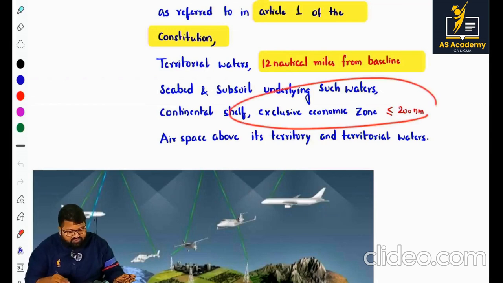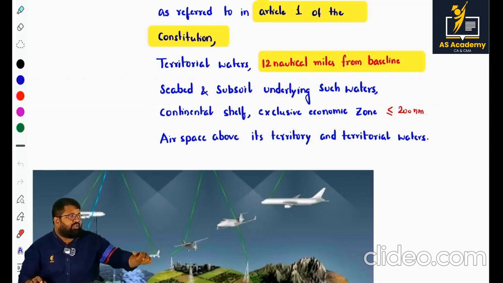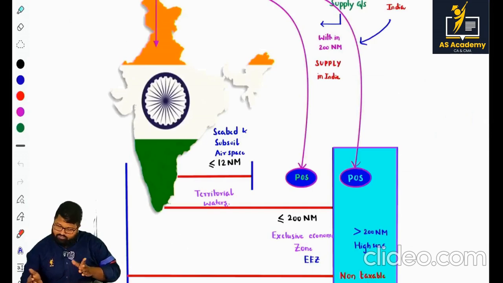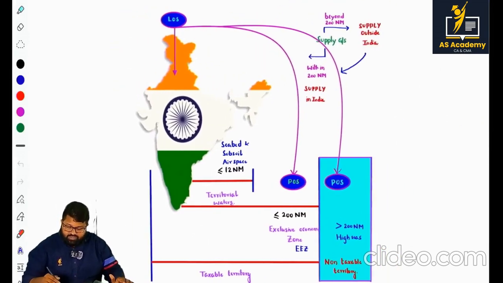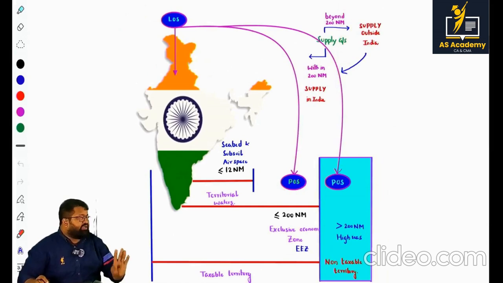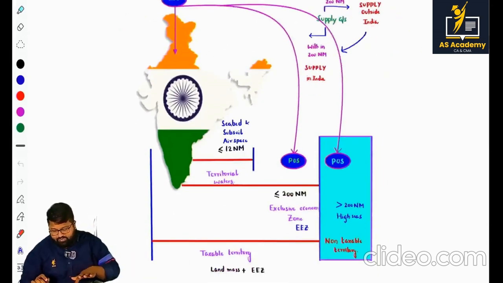Sir, if it is within these 200 nautical miles, it is a supply within India. That is within the taxable territory. Outside it will be like export if we are sending the goods outside, and if we are getting the goods from outside it is like imports. So this we have shown there. So the place of supply is where, that is important. If the place of supply is within 200 nautical miles, it is supply in India. If it is beyond 200 nautical miles, it is supply outside India.